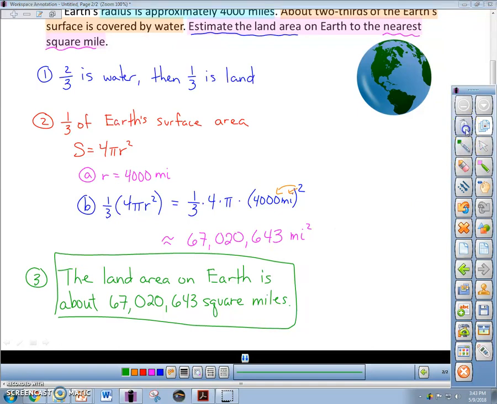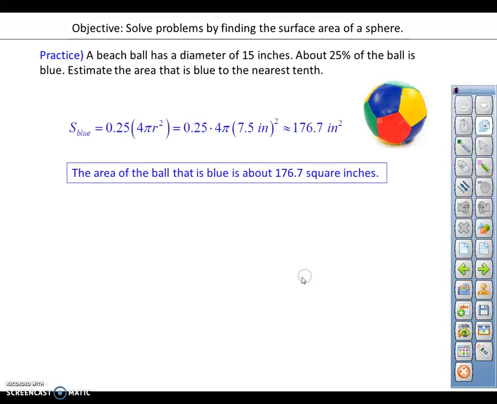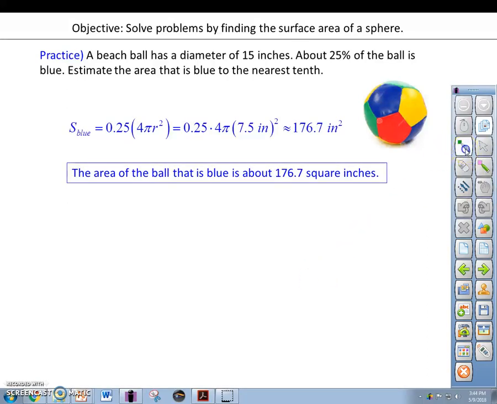All right, so the next problem here is a practice problem. This practice problem I put in your guided notes. You can pause here, take some time to work out the practice problem. Here is the solution to this practice problem.